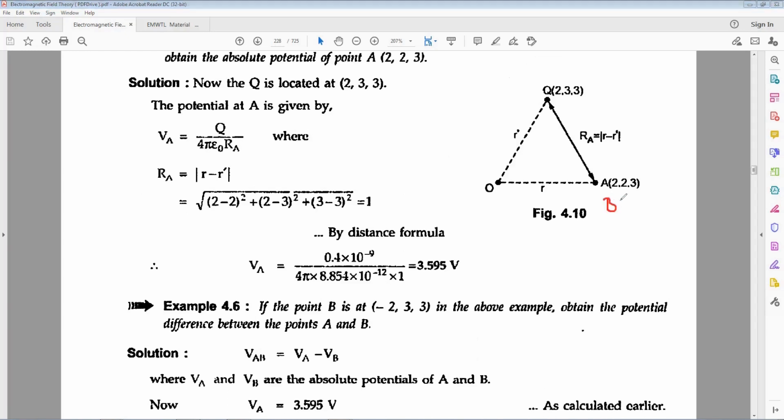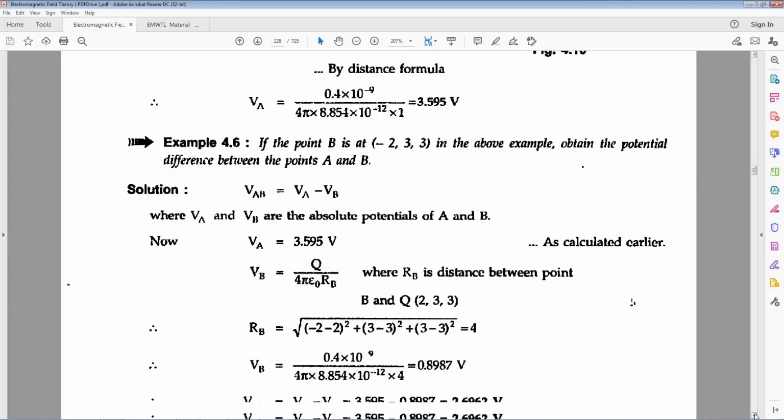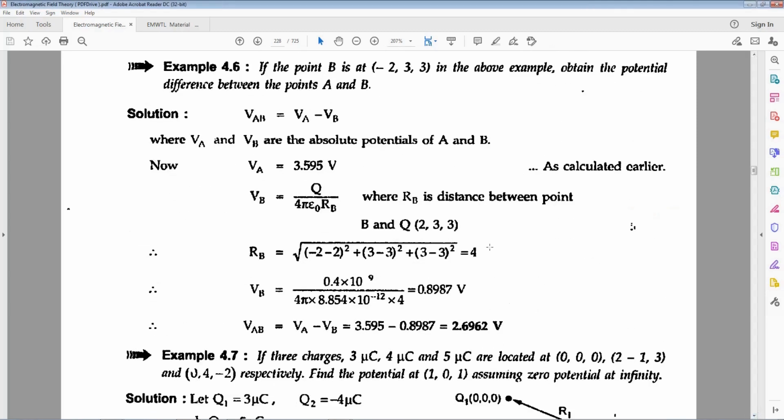Now assuming that A is (2, -2, 3) and B is (-2, 3), they're asking for the 3. So 2 minus of minus 2 is 4, whole square. 3 minus 3 is 0, and 3 minus 3 is 0. We'll get the value as 4.